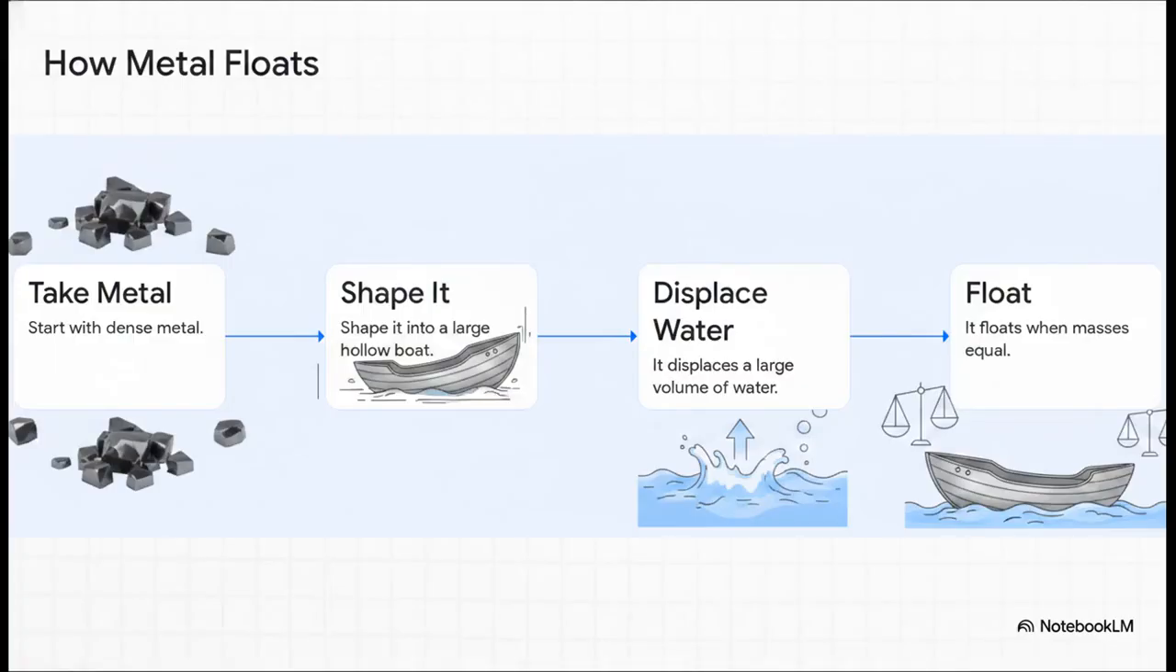Let's walk through this step by step. Step 1, take some dense metal. Step 2, shape it into a large, hollow boat. The shape is the real game changer here. Step 3, because of its massive shape, it displaces a large volume of water. बहुत सारा पानी अपनी जगह से हट जाता है. And step 4, it floats when the displaced water's mass becomes exactly equal to the boat's mass. Shape change करने से हमने actually उसका displacement बढ़ा दिया.